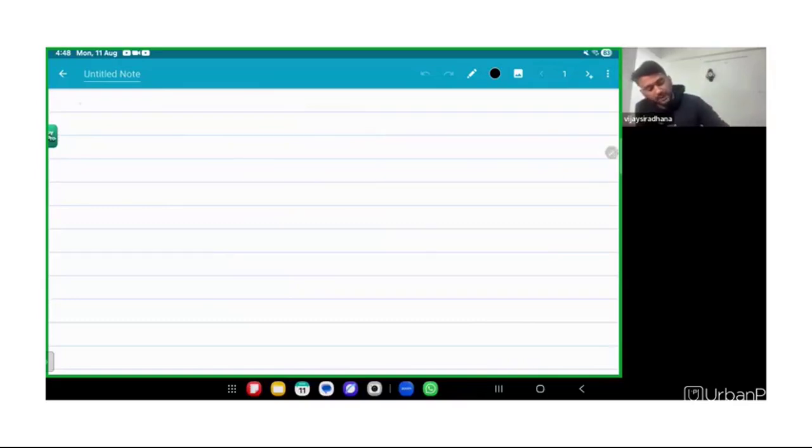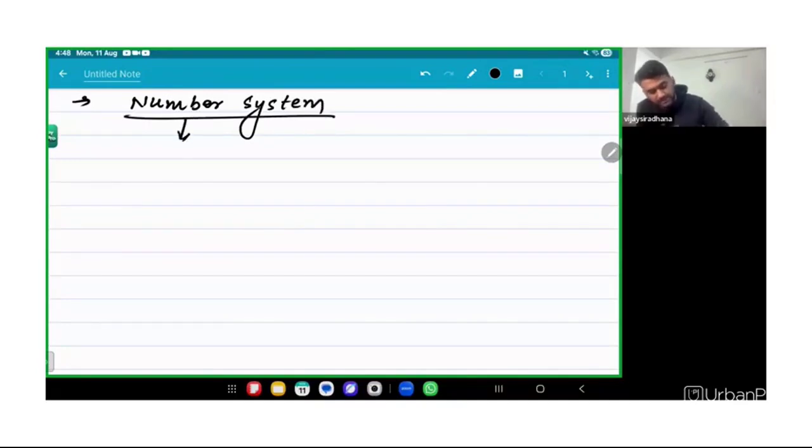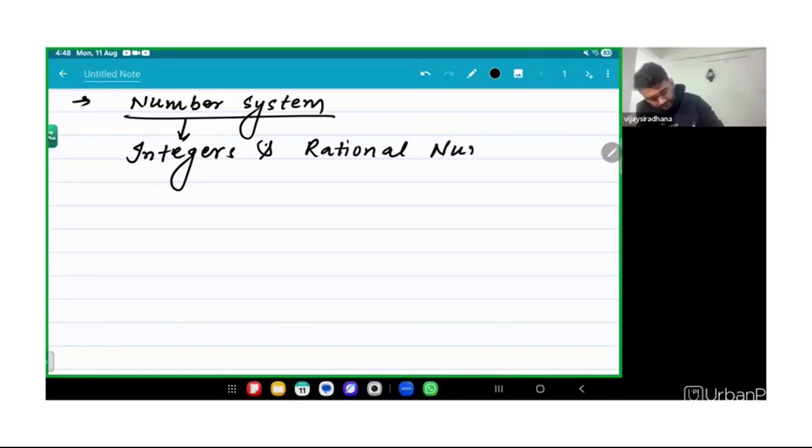Now, this topic comes under the umbrella of number system, right? Under this number system, we have two topics, which are integers and rational numbers.